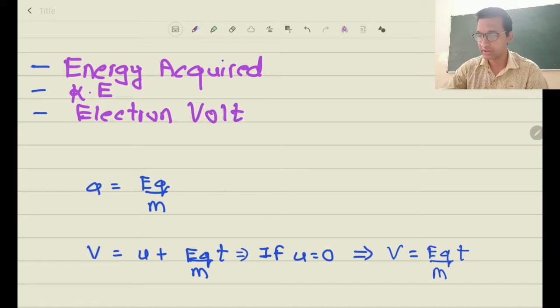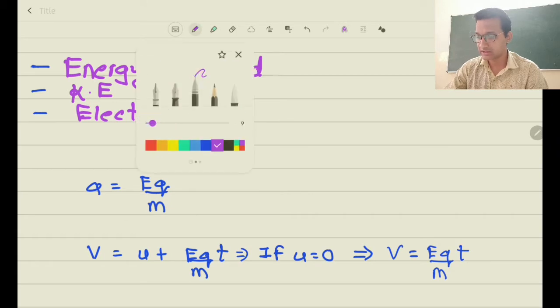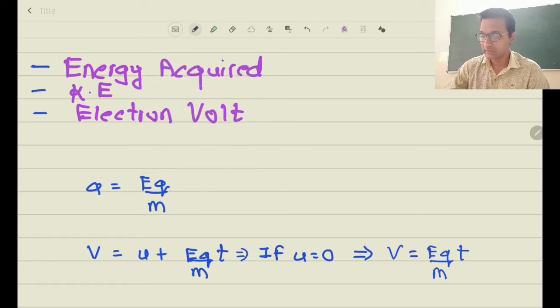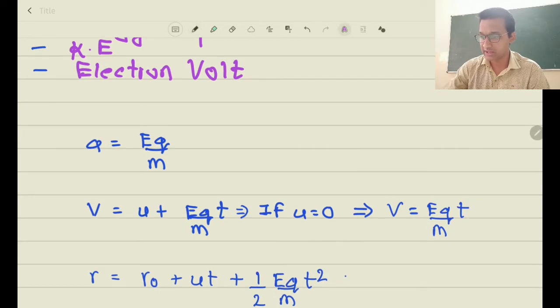So let us start. In the last class, we have seen the equation for acceleration, which is Eq by m, and we have also seen the equation for velocity, which is u plus at. A is Eq by m, but if we consider the initial velocity to be 0, the equation will reduce to Eq by m into t.